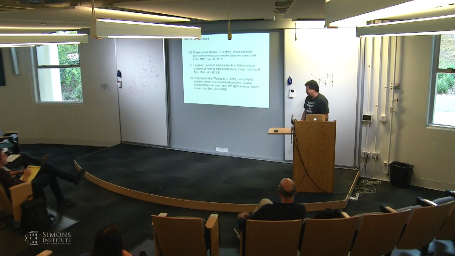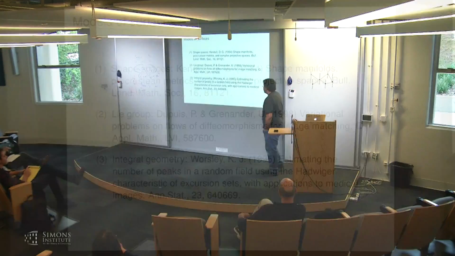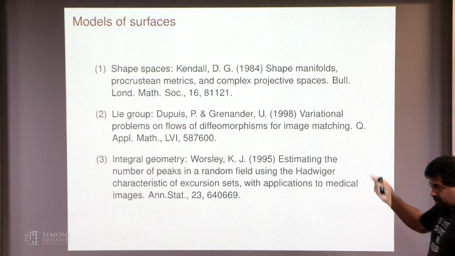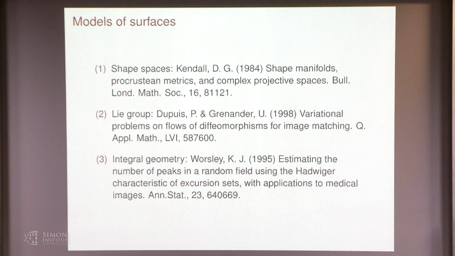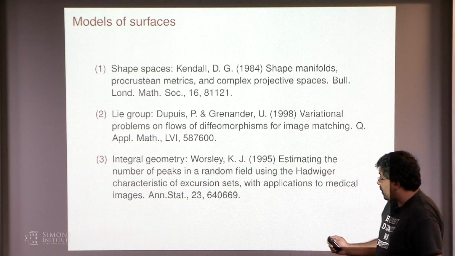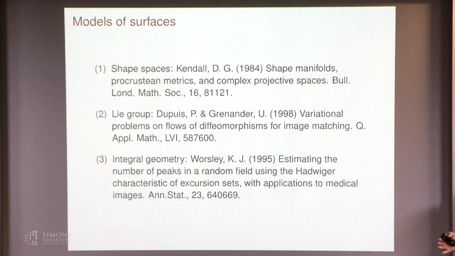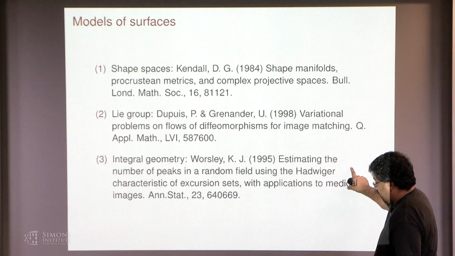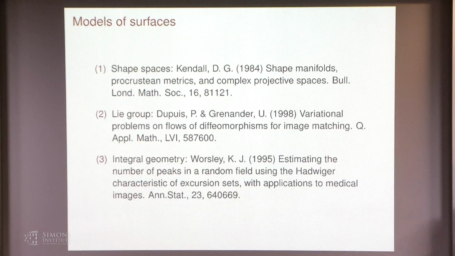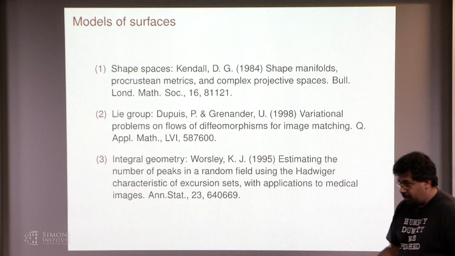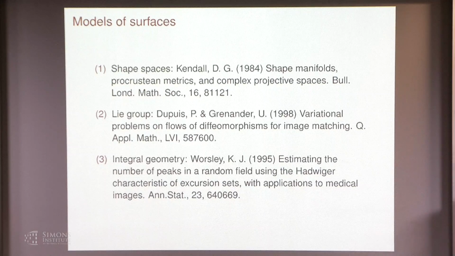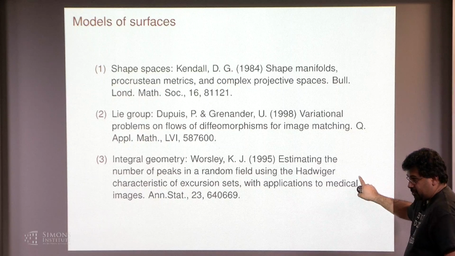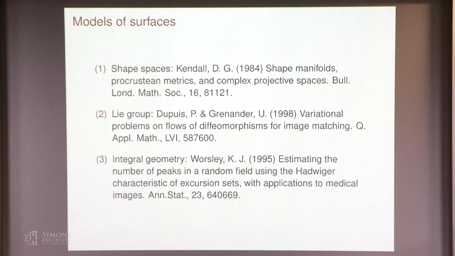So classically, there are three models of shapes. The first is Kendall's shape space, and I'll touch on that. The second is this idea of diffeomorphisms, and it goes back to the Grenander school of continuous transformations and a variational problem. And the third approach, which will be very much like what I'm going to talk about, really comes from the people who studied random fields. And so Keith Worsley did a lot of this work when he was studying MRI, and it's looking at excursion sets. So I'm going to come back to thinking about excursion sets and integral geometry. Okay, we'll get back to that.